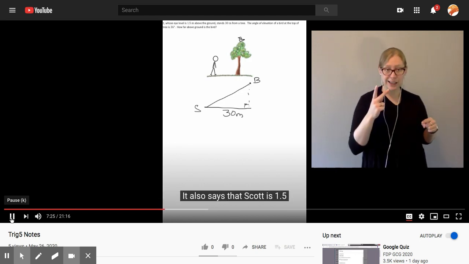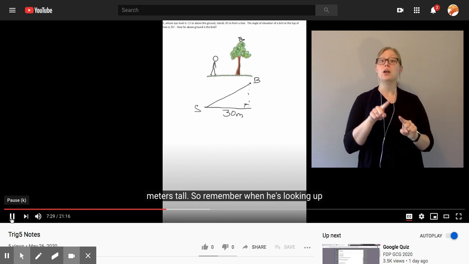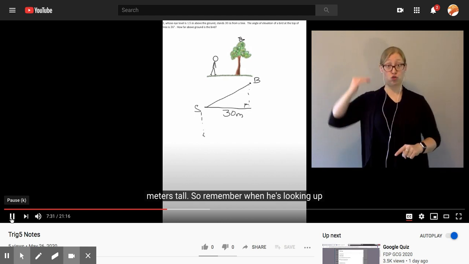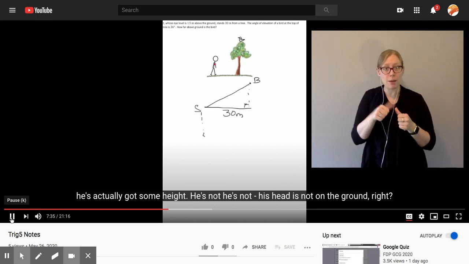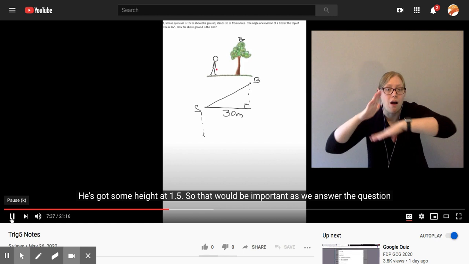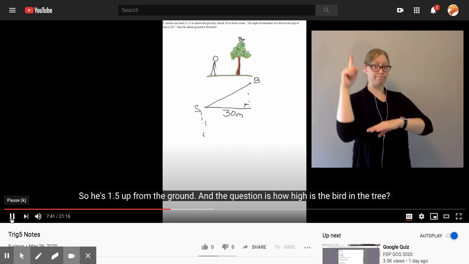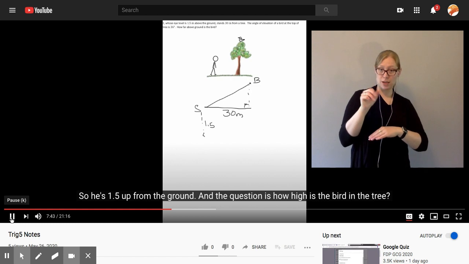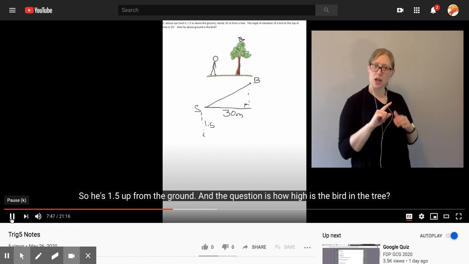It also says that Scott is 1.5 meters tall. So remember, when he's looking up, he's actually got some height. His head is not on the ground, right? He's got some height of 1.5. So that'll be important as we answer the question. So he's 1.5 up from the ground. And the question is, how high is the bird in the tree?